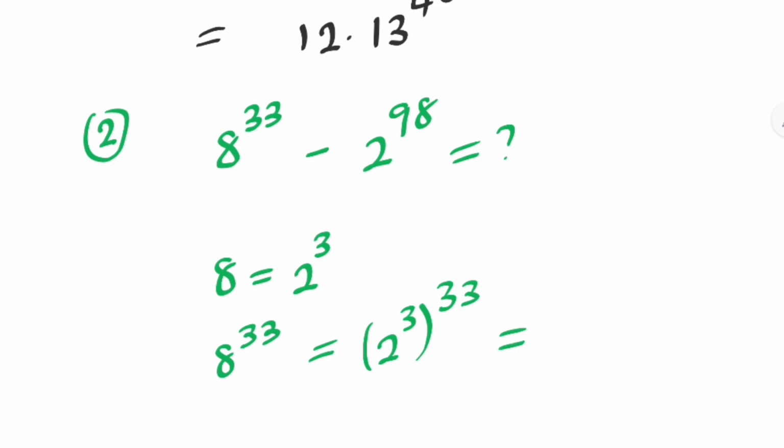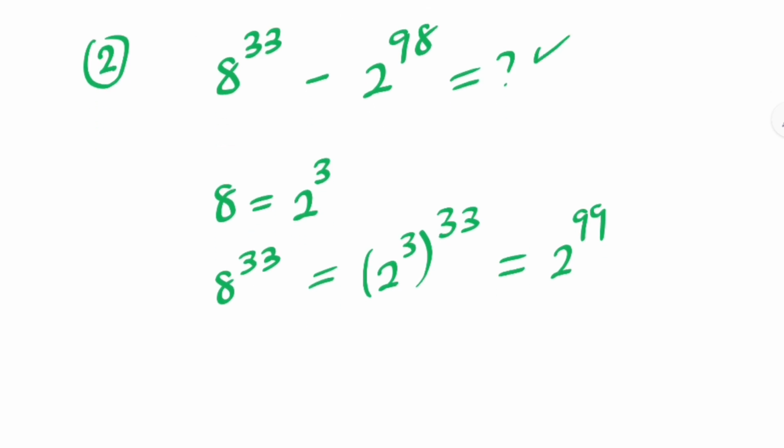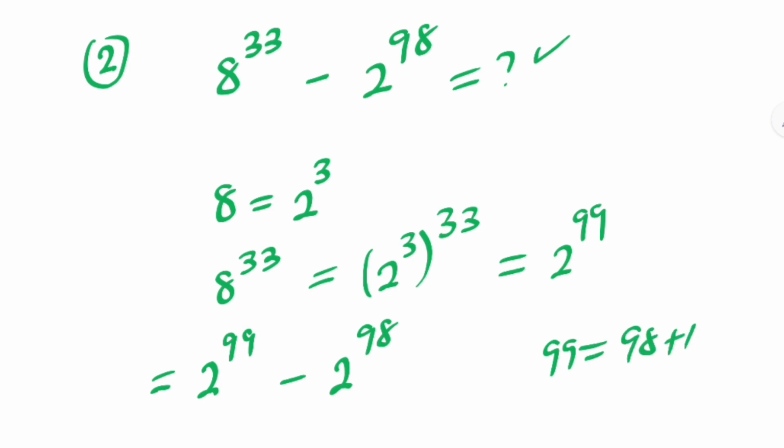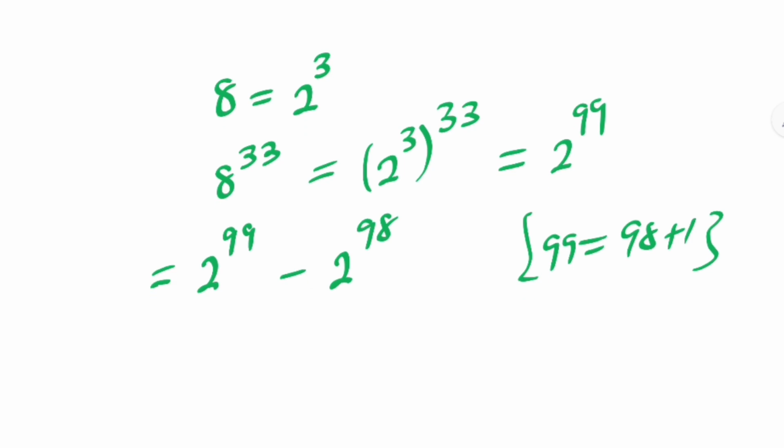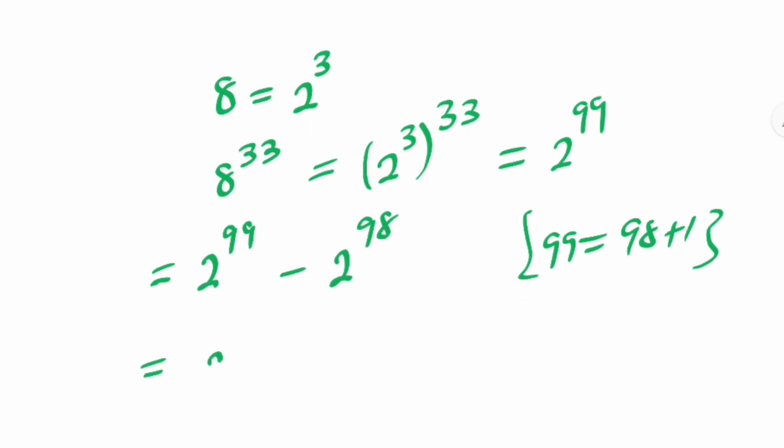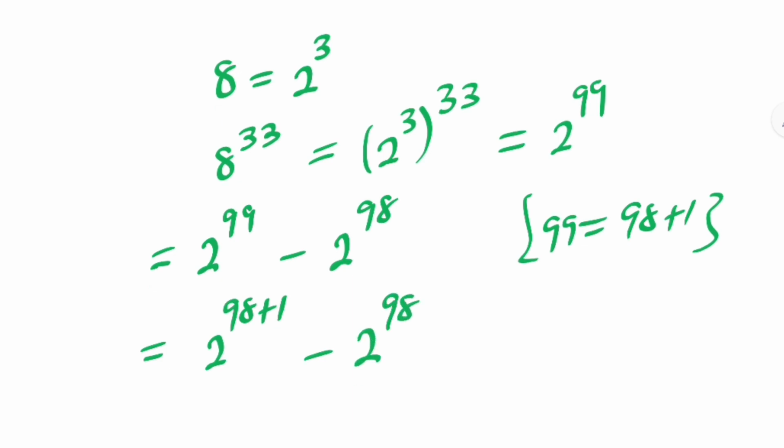and this is equal to 2 raised to power 99. So the whole of this becomes 2 raised to power 99 minus 2 raised to power 98. 99 is equal to 98 plus 1. Then this is equal to 2 raised to power 98 plus 1 minus 2 raised to power 98.